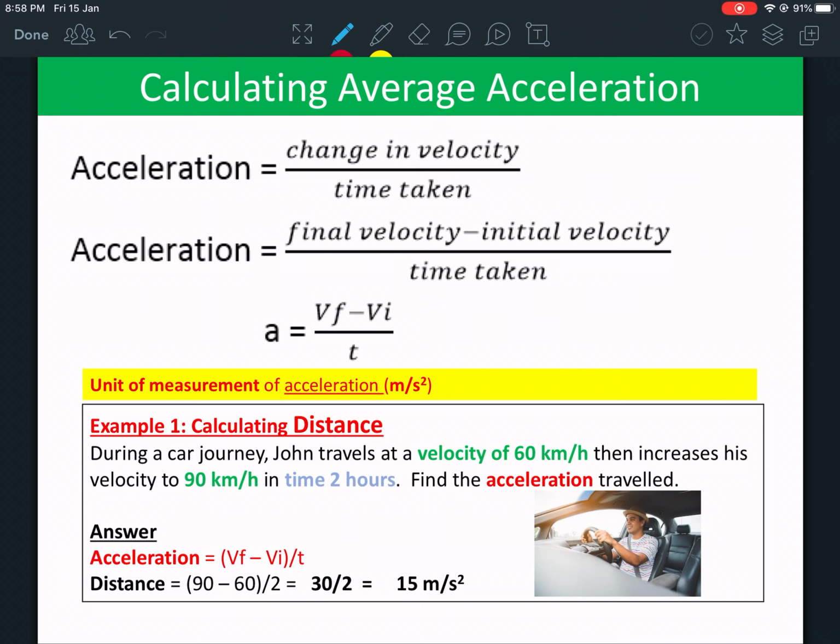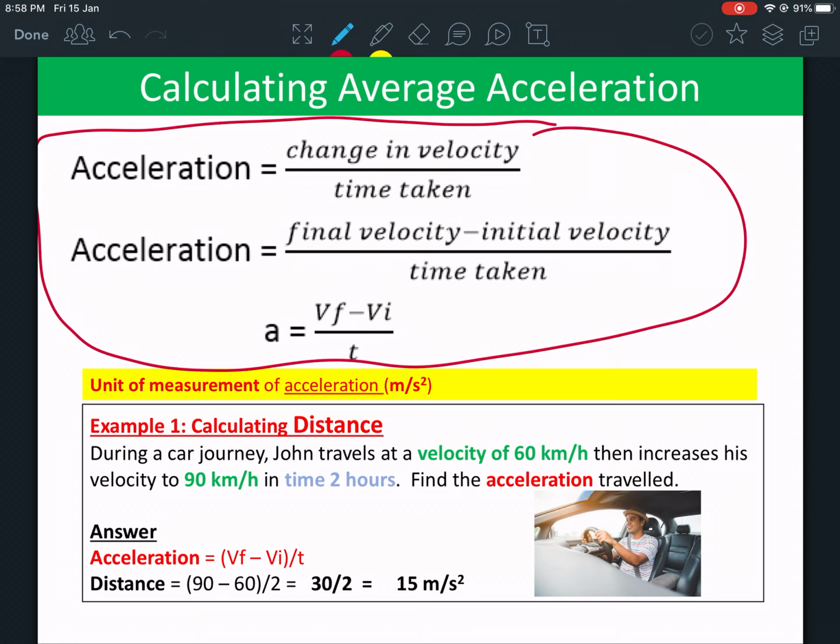Now, how do you calculate average acceleration? This is the formula. You have to memorize it, but you can also understand it, which would be easier. It's basically the change in velocity over time. It's easier for you to understand it this way.